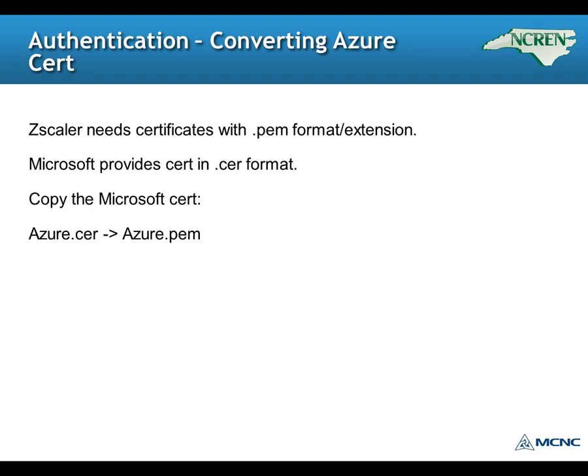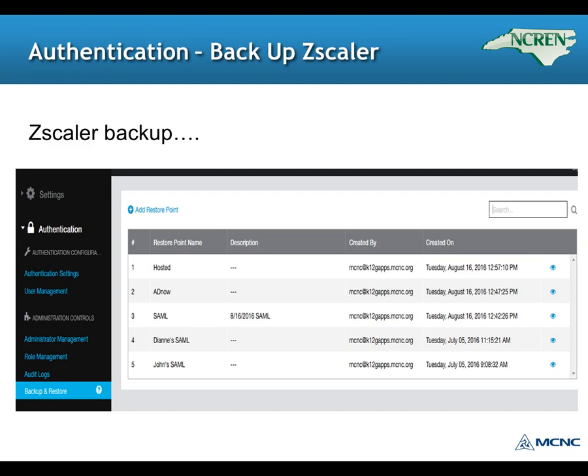On the certificate we downloaded, because we were getting ready to configure Zscaler, it needs the certificate in a different format than Microsoft provides. As provided by Microsoft, the cert has a .cer extension. We have to convert that. So we just take the certificate, you can copy it within your Microsoft settings and just give it a .pem extension. So we're getting ready to do Zscaler.